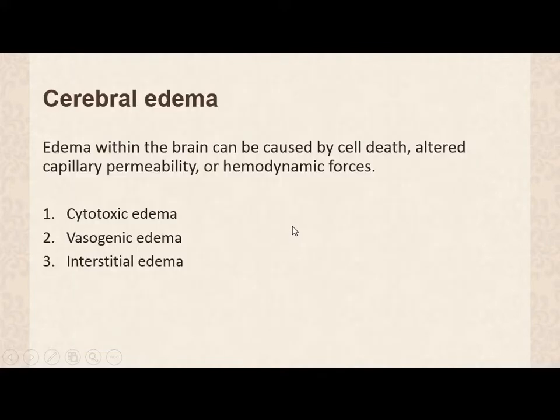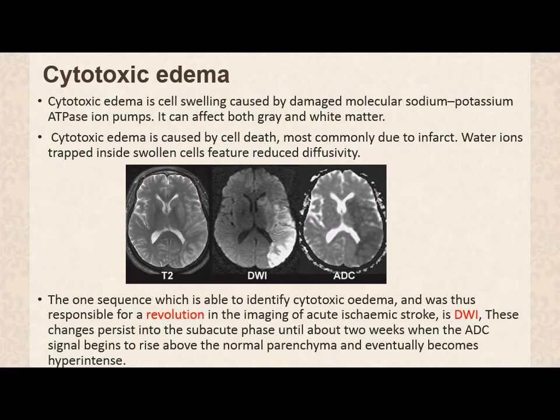First, let's talk about cerebral edema. There are three types of cerebral edema, which are the cytotoxic edema, the vasogenic edema, and the interstitial edema. Each one has a specific cause. First of all, the cytotoxic edema occurs when there is cell death. The thing about it is that it involves both gray and white matter. If it involves gray and white matter, it is cytotoxic edema. It means there are dead cells.